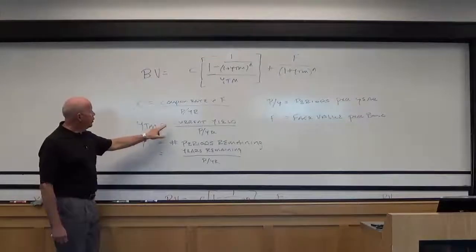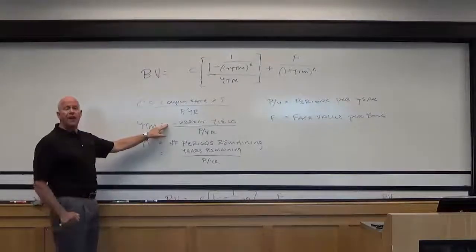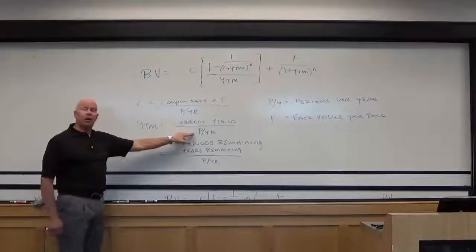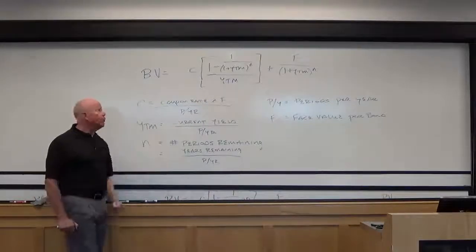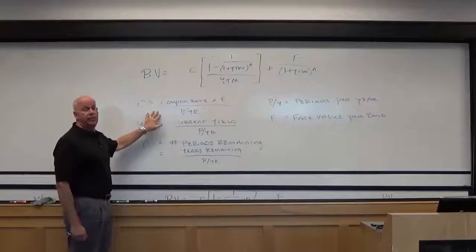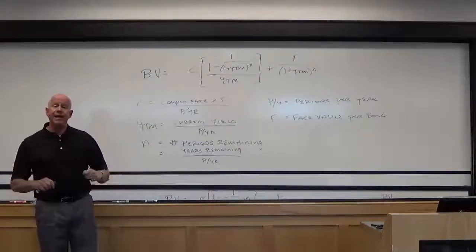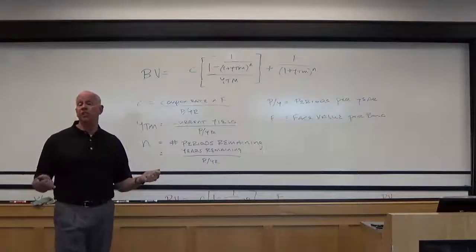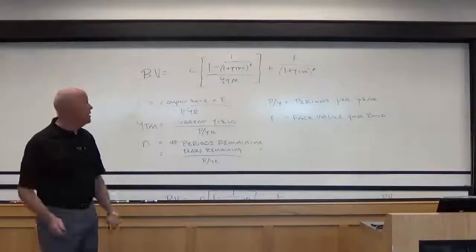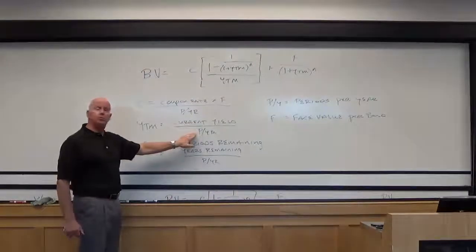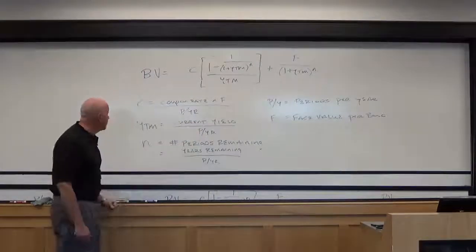YTM is the current yield for that type of instrument in the market today, divided by our periods per year. So we might have purchased a bond with a 10% coupon rate 7 or 8 or 12 years ago. And today, interest rates might have fallen to 6%. And if they have, then this would be 6% divided by 2 periods per year, or 3%.